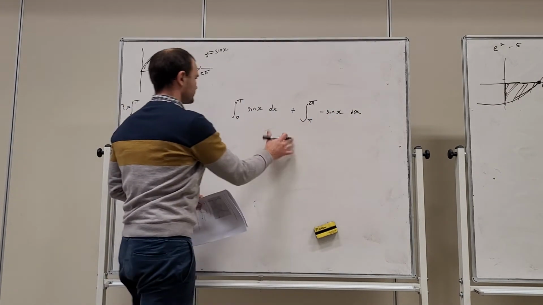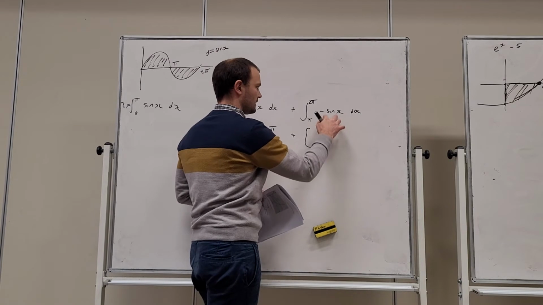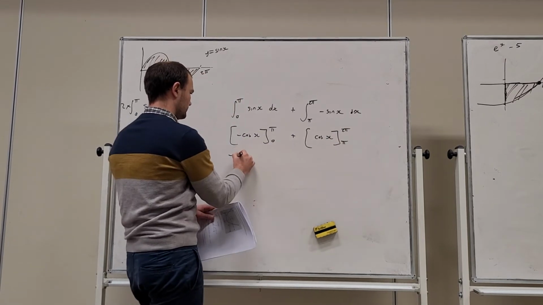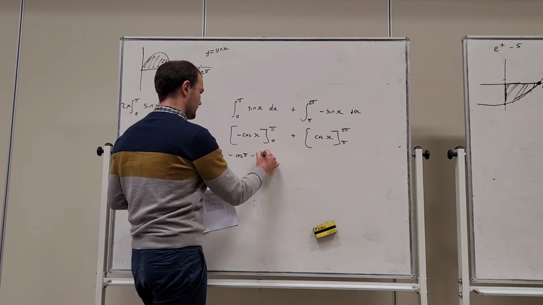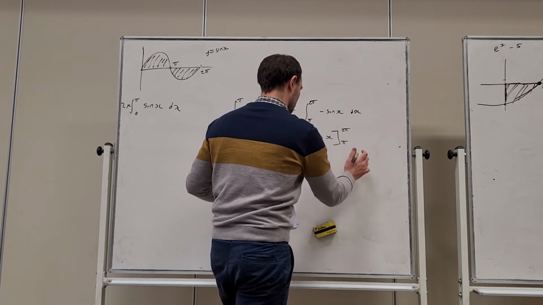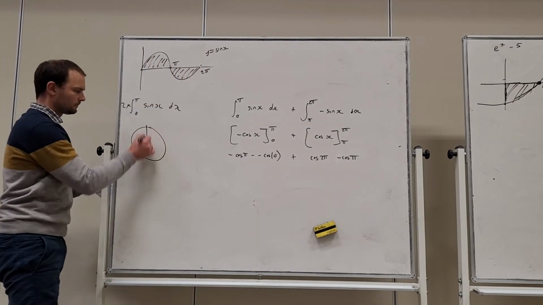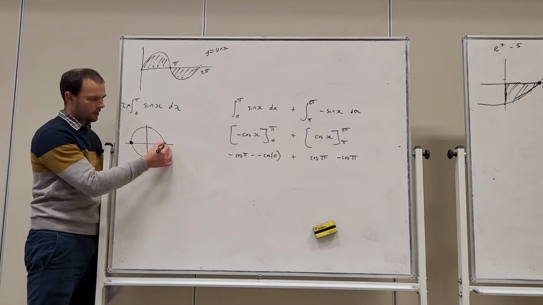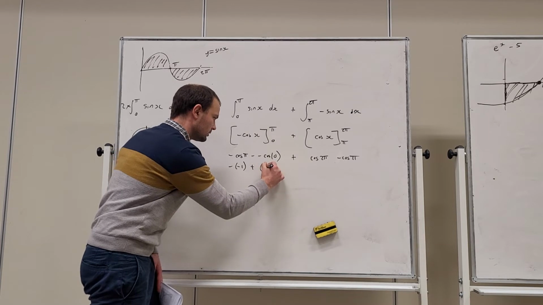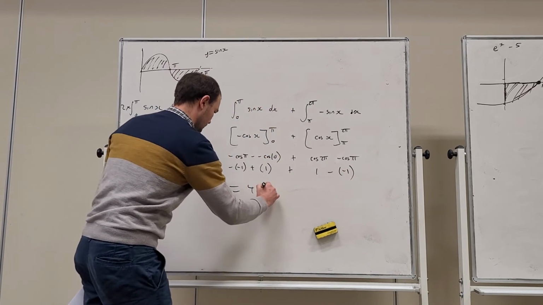Okay, so let's process this one. Integral of sine x is negative cos x. And so integral of negative sine x is positive cos x. Calculate it: cos 2 pi, take cos 0. Alright, now from our unit circle, cos of pi is negative 1, cos of 2 pi and cos of 0 is positive 1. So let's perform that substitution. Simplifies to 4.